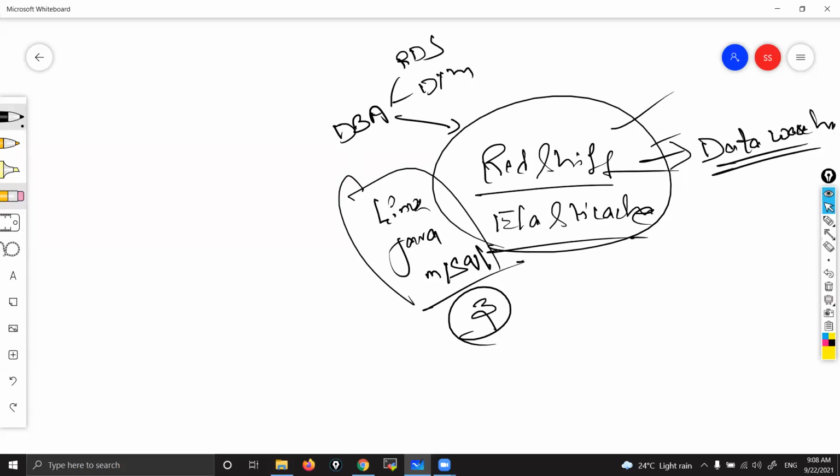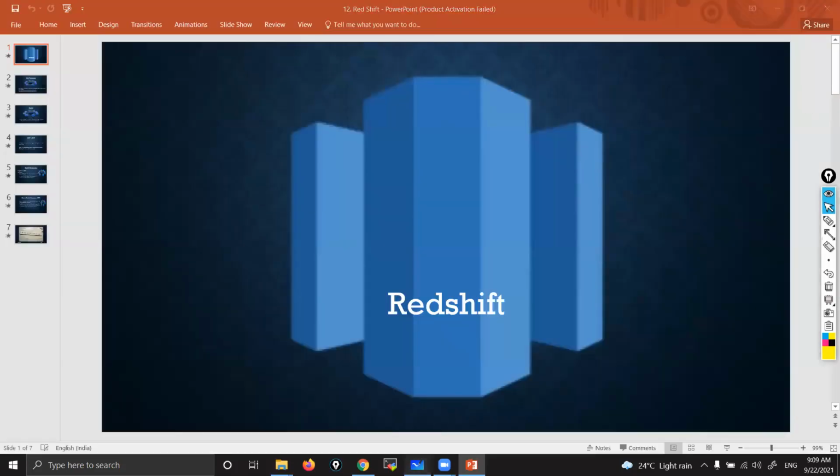So database administrators in your company, they log into AWS only, but they work on only these things. Got it? Okay. So just for knowledge purpose, today's class, I have PPTs for that. Let me show them. Okay. Redshift. Come into Redshift.